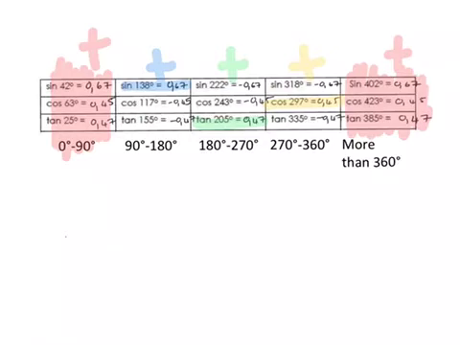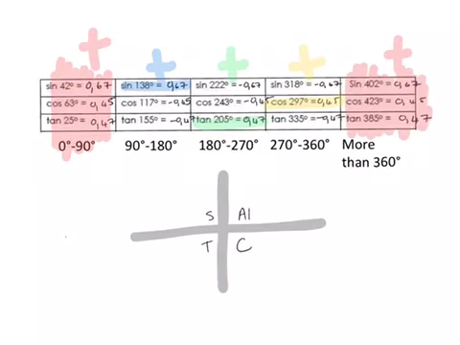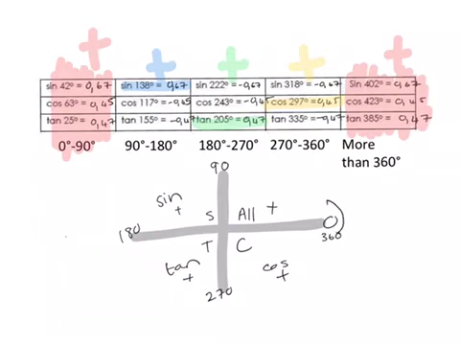So this should hopefully jog a memory of something that we've spoken about in the previous video, and that is your CAST diagram. So all students talk crap, so all are positive in that first quadrant, 0 to 90. From 90 to 180, only sine is positive. From 180 to 270, only tan is positive. And from 270 to 360, only cos is positive. Now, once I go greater than 360, I'm actually starting a new revolution, and so it ends up in the first quadrant again. That's why they were all positive. So this table is representing the CAST diagram that you're used to seeing, where certain numbers will be positive in certain quadrants. And I did explain this and recap it in that first grade 10 revision video, so please go and have a look at it.